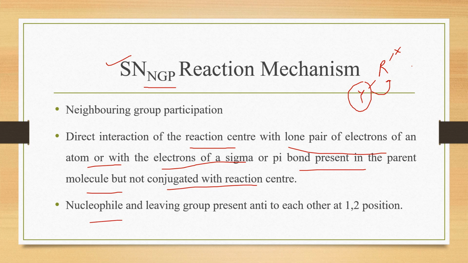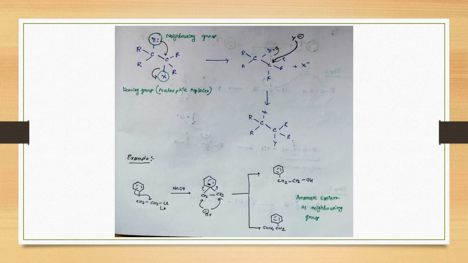The nucleophile and the leaving group must be anti to each other in 1 and 2 positions, and in the next slide we will see how the reaction is happening. So here Z is the neighboring group, and we can see that it is in the 1 and 2 position. The neighboring group itself is the nucleophile which will attack this carbon atom having the leaving group, as a result of which an intermediate will form where Z will be bonded with 2 carbon atoms, and X minus, that is the leaving group, will be removed.